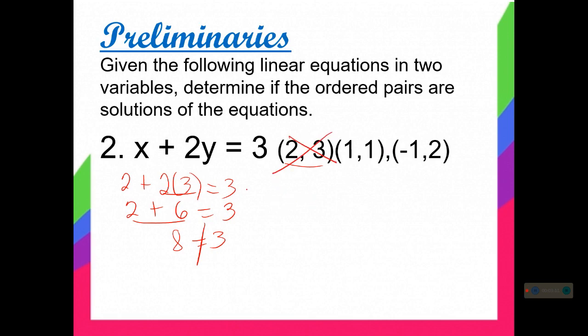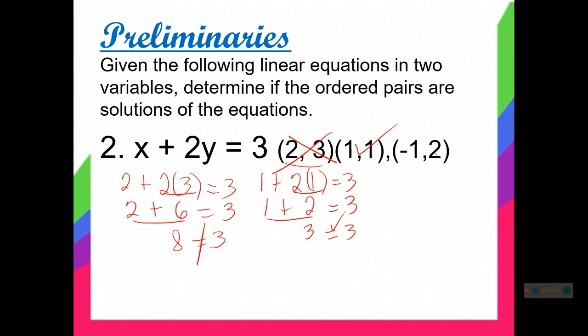Next, let us have (1, 1). So our x is 1, plus 2 times our y, which is also 1, equals 3. So 1 plus 2 times 1 is 2, equals 3. Then 1 plus 2 is 3, which is equal to 3. This is true. Therefore, (1, 1) is a solution.